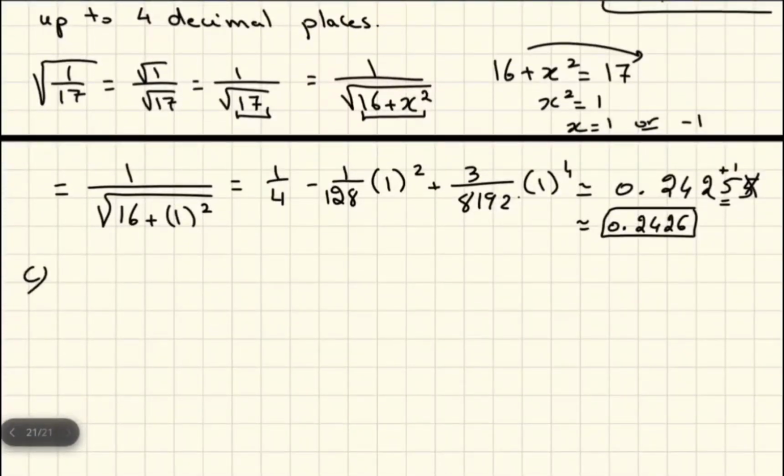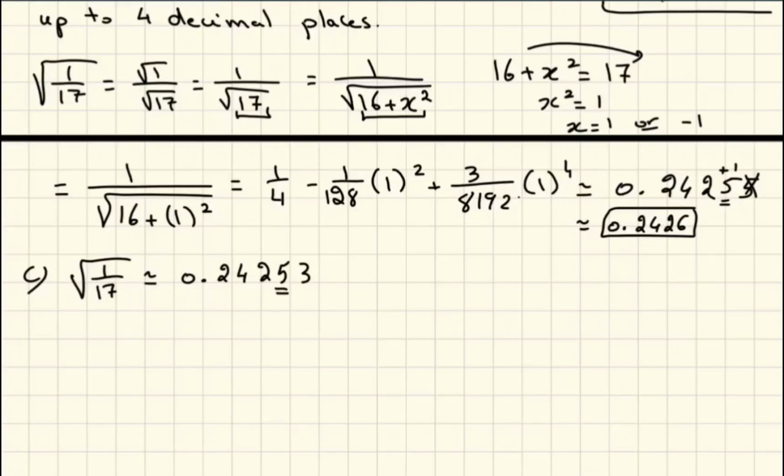Now they might add part C and they tell you, use calculator to get the answer of radical of 1 over 17 up to 4 decimal places. When you do it on the calculator, it will be 0.24253. So we need to round to the 4th decimal place. The 3 will be cancelled and we don't do anything to the 5. So it will be 0.2425.